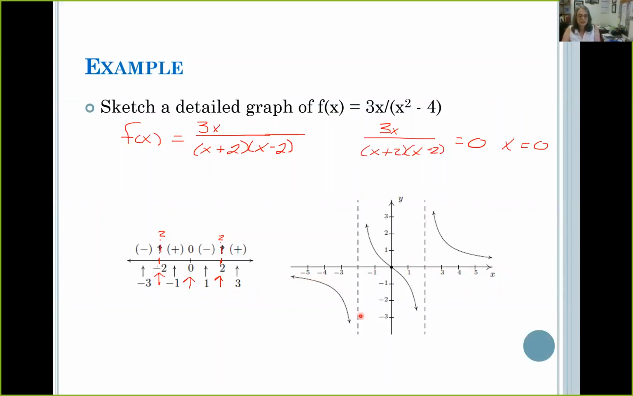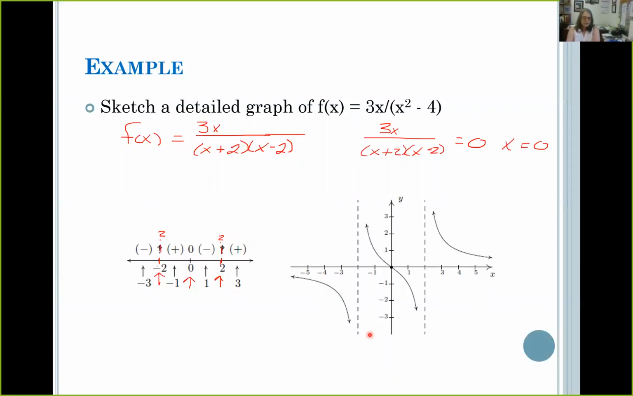But again, if we look as x gets bigger and bigger and negative, y gets really tiny. So we get really close to this x-axis. So we've got this kind of shape going on in there.